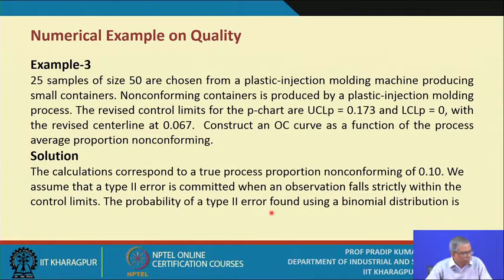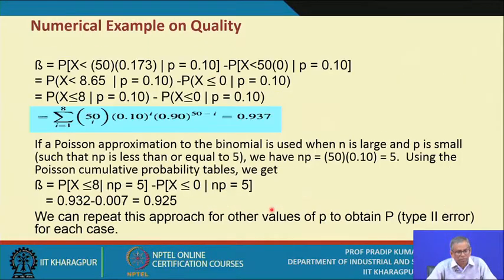So, how do you calculate this? This is the expression for beta. That means the value of x is this one. It is 50 into 0.173, the UCL, for a given value of p of 0.10. You need to consider several values of p like this one. That means x is less than or equal to 50 into 0.